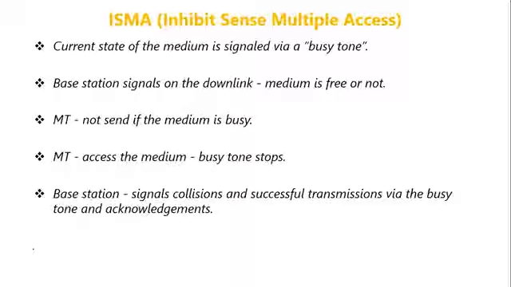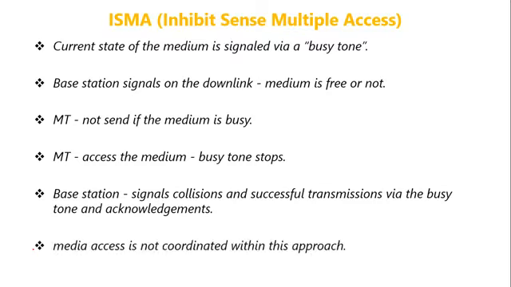If there is a collision, then once again the base station will create a busy tone. If the data is received successfully, then the base station will also send an acknowledgement, which is information to the mobile station that the data has been received successfully. So this is how the technique inhibit sense multiple access works.